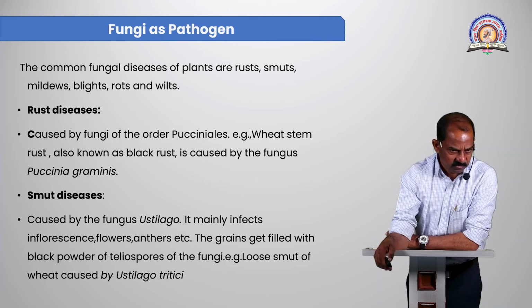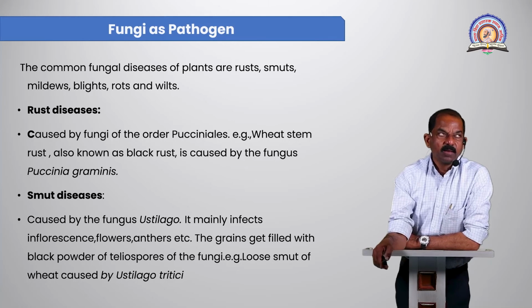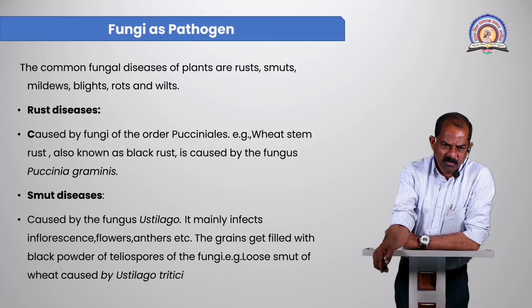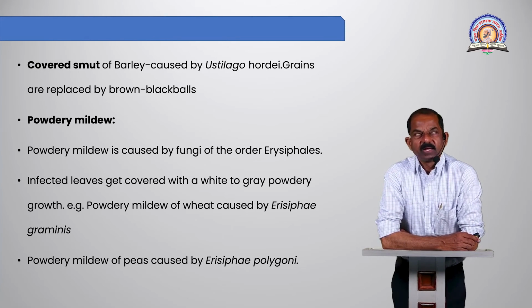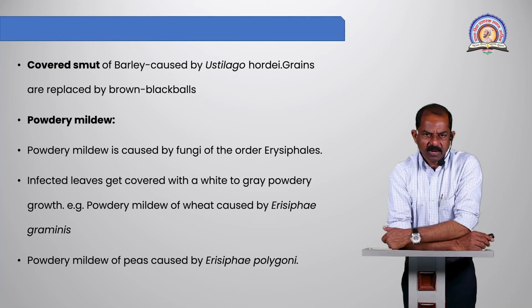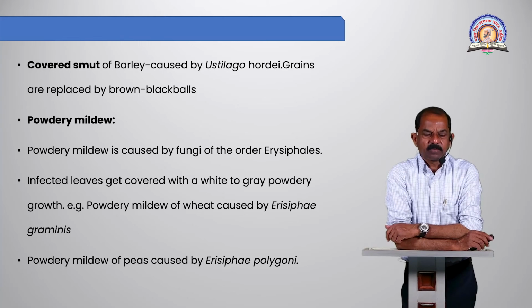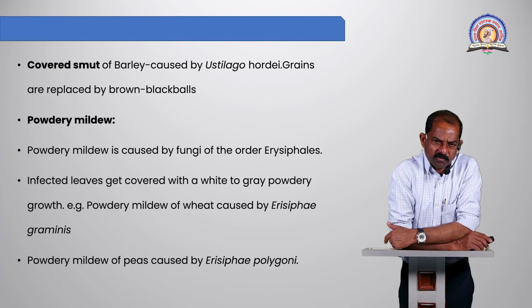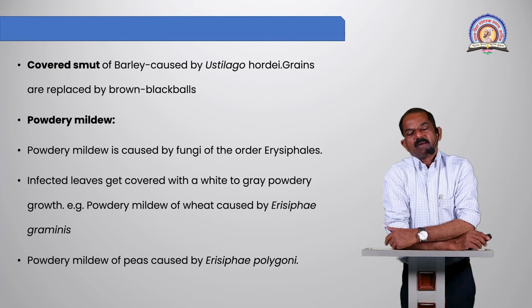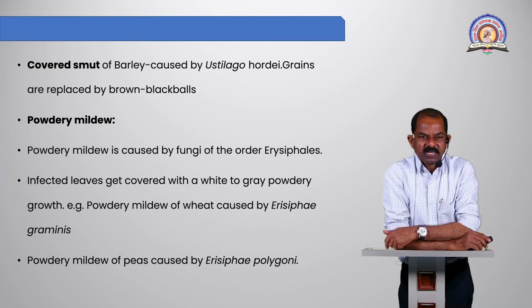The smut diseases are caused by the fungus Ustilago, which mainly infects different plants, generally known as Ustilago tritici. The covered smut, Ustilago hordei, affects grains, which are replaced by brown-black balls. Powdery mildew is also one of the important diseases, generally caused by members of the order Erysiphales.